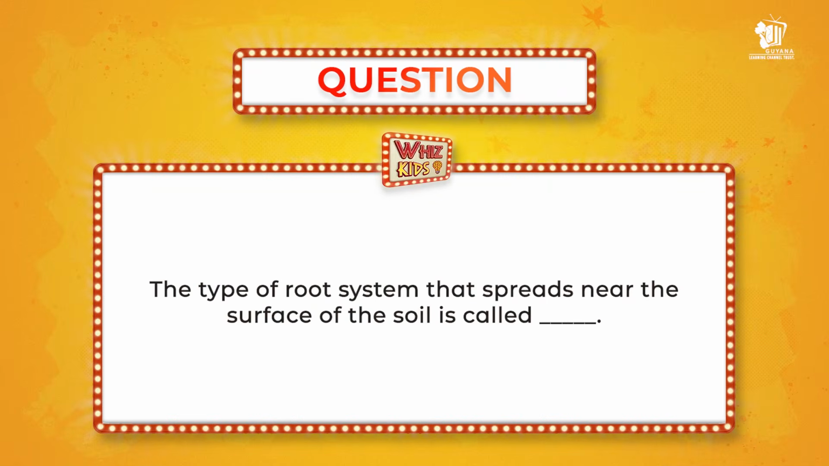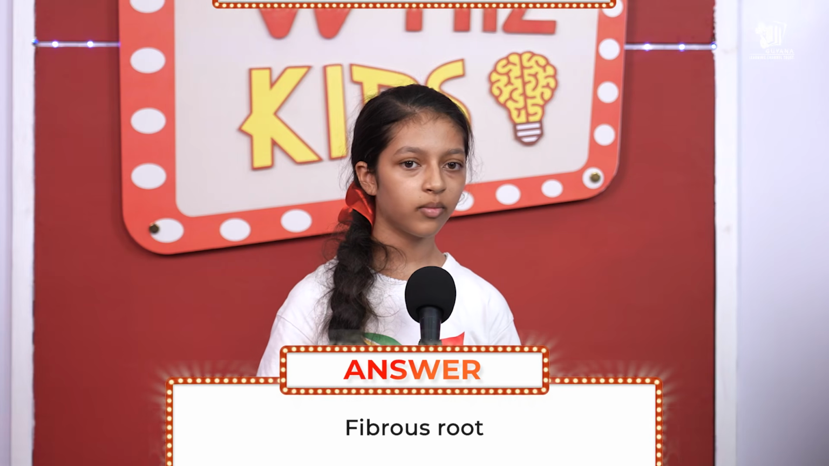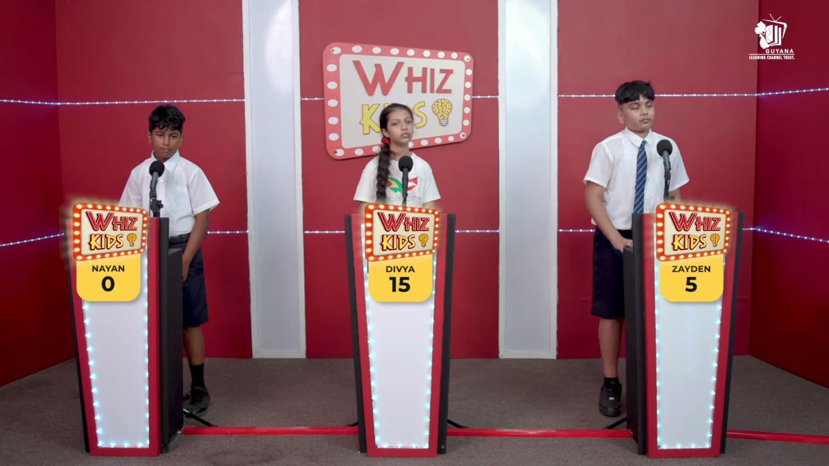The type of root system that spreads near the surface of the soil is called blank. Divya? Fibrous roots. That is correct, Divya. Very good job. Stay in science, please. Gonna stay in science. Lovely.